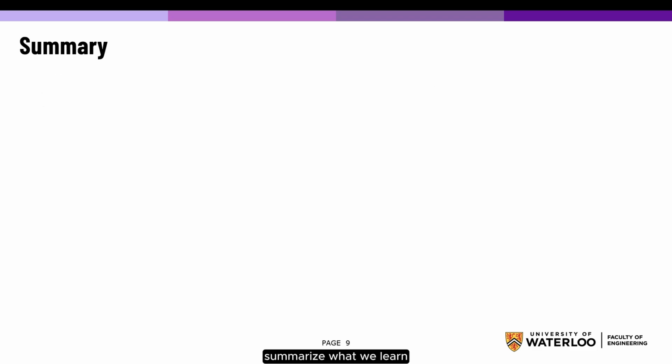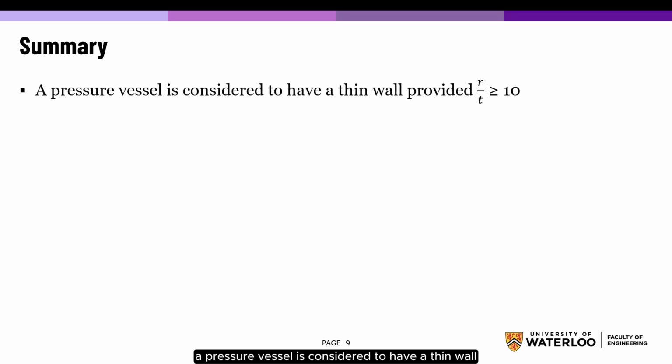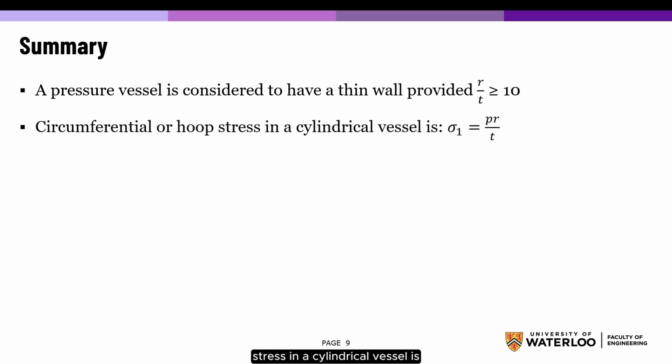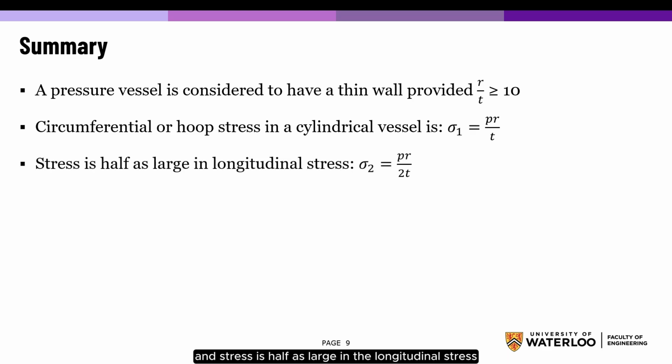Let's summarize what we learned. A pressure vessel is considered to have a thin wall provided that the ratio between radius and thickness is above or equal to 10. Circumferential or hoop stress in a cylindrical vessel is stress 1 equal to PR over T, and stress is half as large in the longitudinal direction. Stress 2 is equal to PR over 2T.